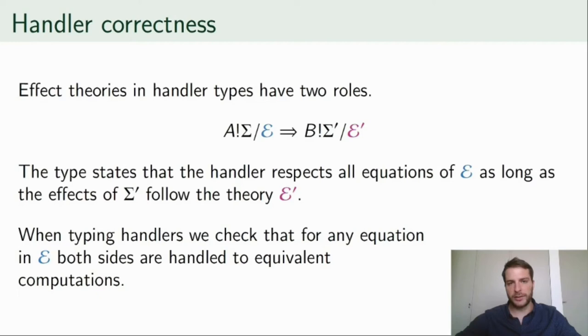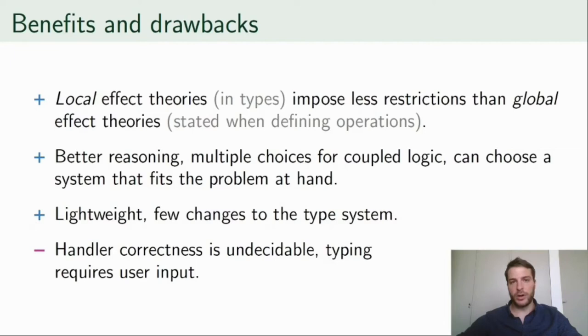We have to check that for every equation in E, if we handle both sides, we end up with equivalent computations. The equivalence is considered in the theory of E prime, so we may be aided by the equations that are packed in E prime. Handler correctness is undecidable, so the proofs are constructed in a logic that is coupled with the type system. Using equations comes with extra work when typing handlers, but provides a strong tool for reasoning, and it's a very natural fit for algebraic effects.